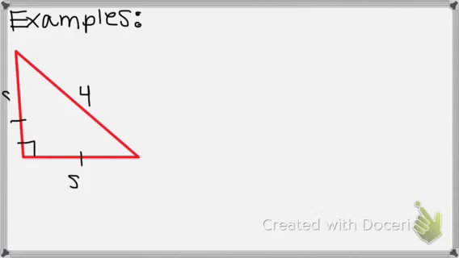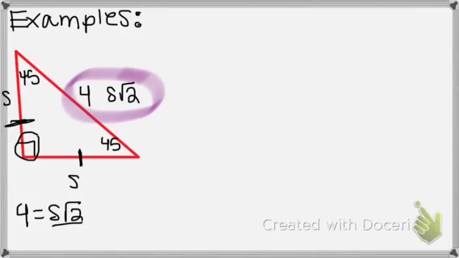Okay, let's take a look at an example. We're just going to find the missing parts of our triangle here. So if the hypotenuse is 4, I know that I'm going to need to be finding the sides of my 45, 45, 90 triangle. If it has a 90-degree angle and it's an isosceles, we automatically know that it's going to be a 45, 45, 90. So what is the hypotenuse equal to? It's equal to S square root of 2. So we're going to set 4 equal to S square root of 2.